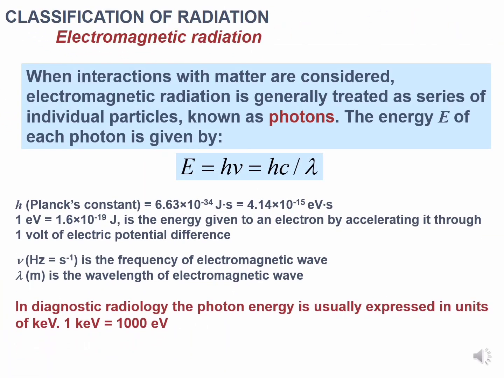When interactions with matter are considered, electromagnetic radiation is generally treated as a series of individual particles known as photons. The energy of each photon is given by this formula, wherein the photon energy is directly proportional to frequency and inversely proportional to the wavelength. In diagnostic radiology, the photon energy is usually expressed in units of keV, wherein 1 keV is equivalent to 1000 eV.